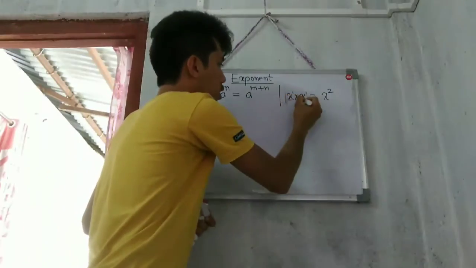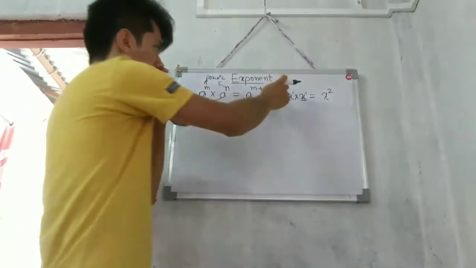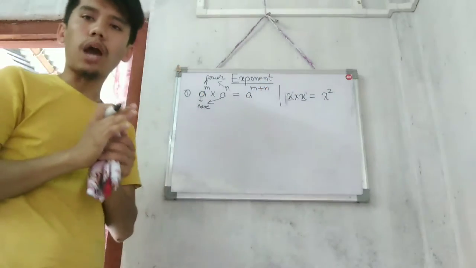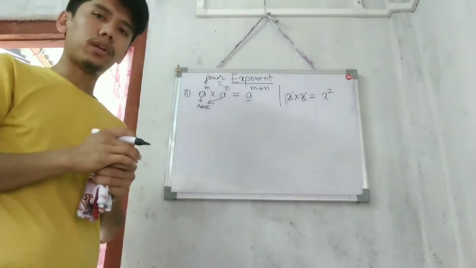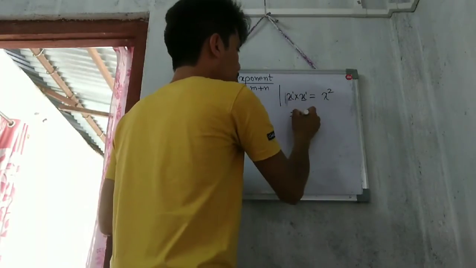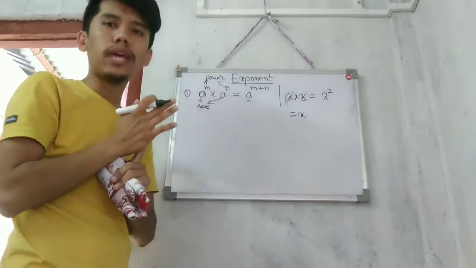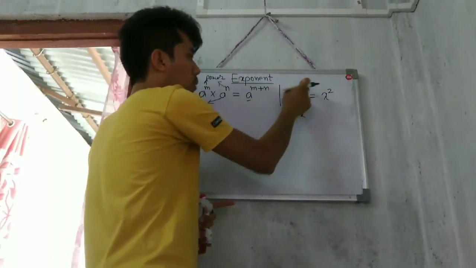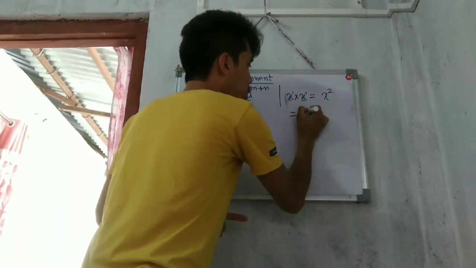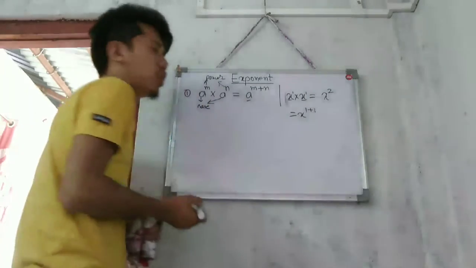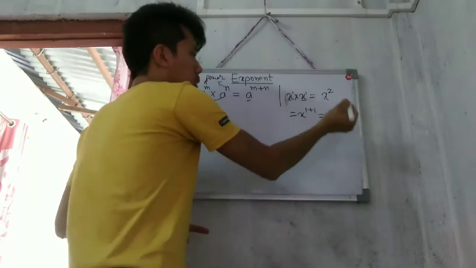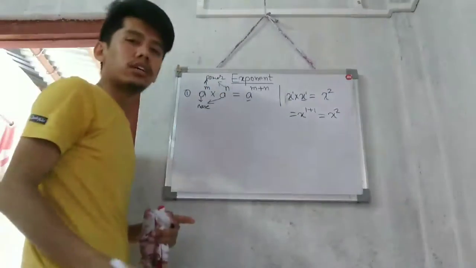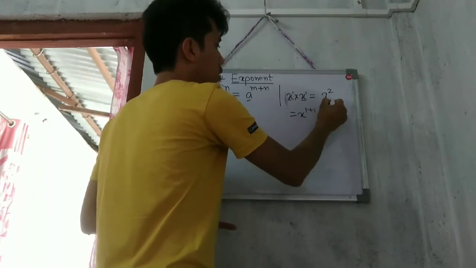Here the x represents simply the base and this 1, 1 represents the power. So what is the formula? a to the power m plus n. So the base will be the same, only their powers will be added. So what powers do they have? Powers are 1 and 1. That means 1 plus 1. This is equal to x to the power 1 plus 1, which is 2. This is nothing but x squared.